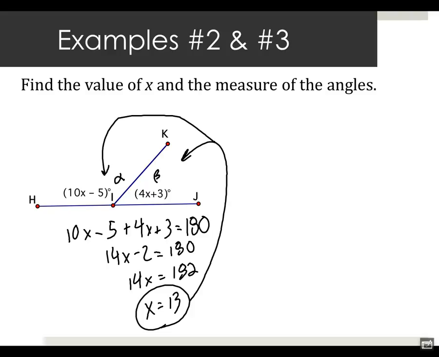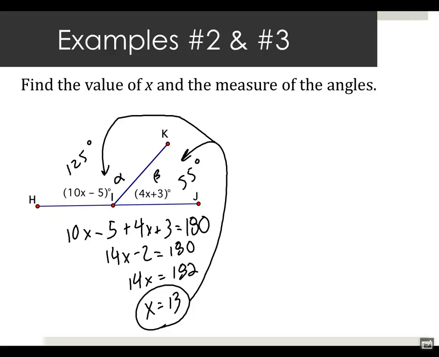4 times 13 is 52, plus 3 is 55. Can somebody confirm that? Yes. Outstanding. So hopefully, this is 125 degrees. 10 times 13 is 130 minus 5. Oh, yeah. Beautimous.